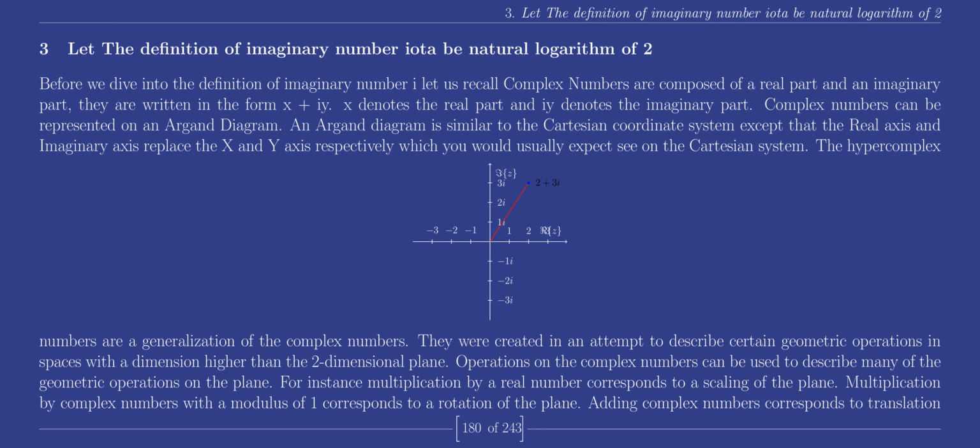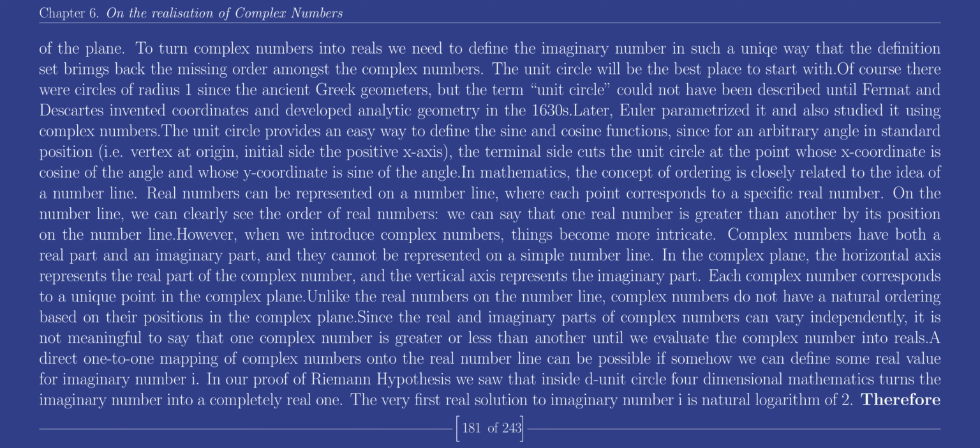This chapter is titled On the Realization of Complex Numbers. It begins by introducing the historical background of complex numbers. The text traces their origin back to ancient Greek and Chinese work on negative numbers, then moves to 16th century Italy, where mathematicians such as Tartaglia and Cardano used complex quantities while solving cubic equations.